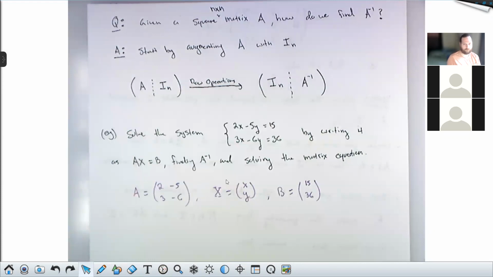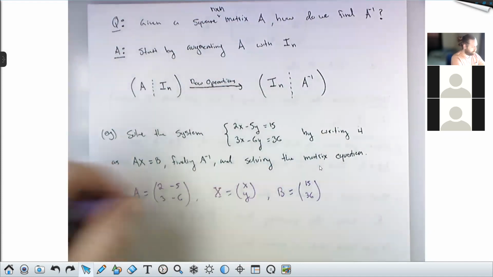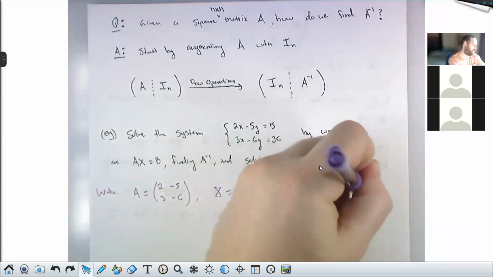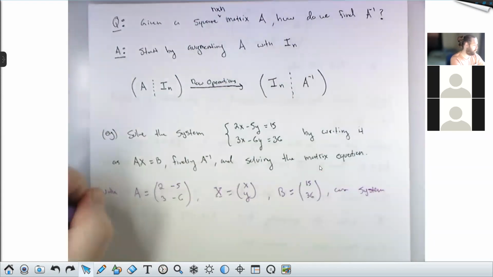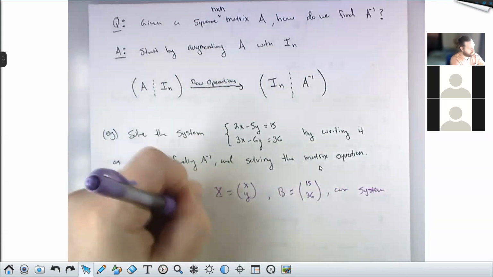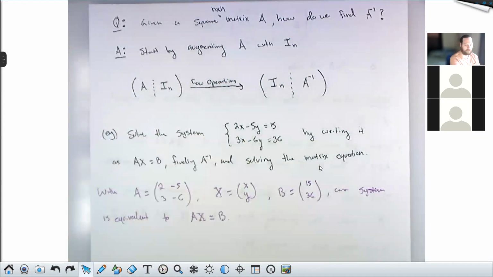So this matrix times this matrix equals this matrix. That is AX equals B. And that is equivalent to this system. I want to find, so with these, our system is equivalent to the matrix equation AX equals B. I want to solve that matrix equation.